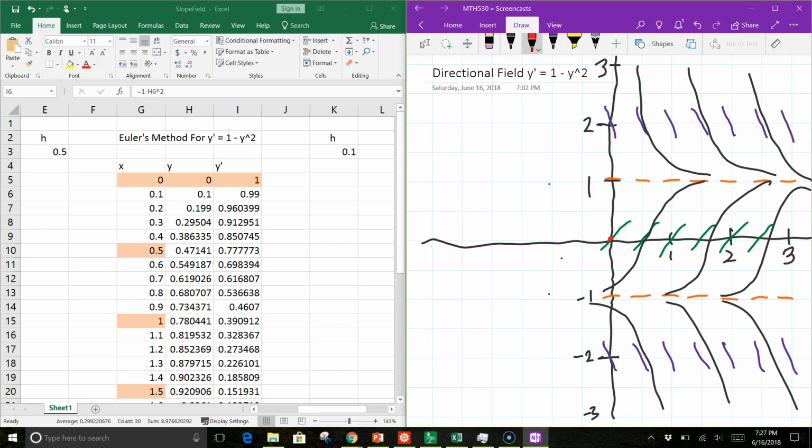So obviously it's 0, 0, and then it's about 0.5 and a little less than 0.5. Maybe right about there. I'm just going to stick with the first quadrant for now. And then 1. And then 1.5 and 0.9.